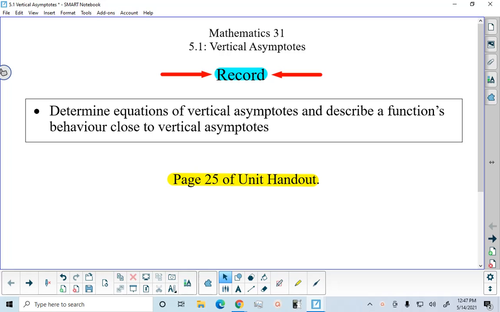So the first lesson deals with vertical asymptotes. This is on page 25 and 26 of your unit handout. It's a fairly short lesson. The next one on horizontal will be more involved.